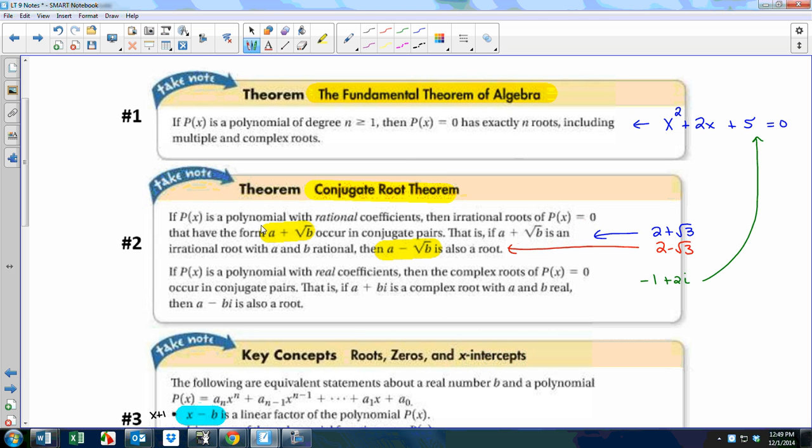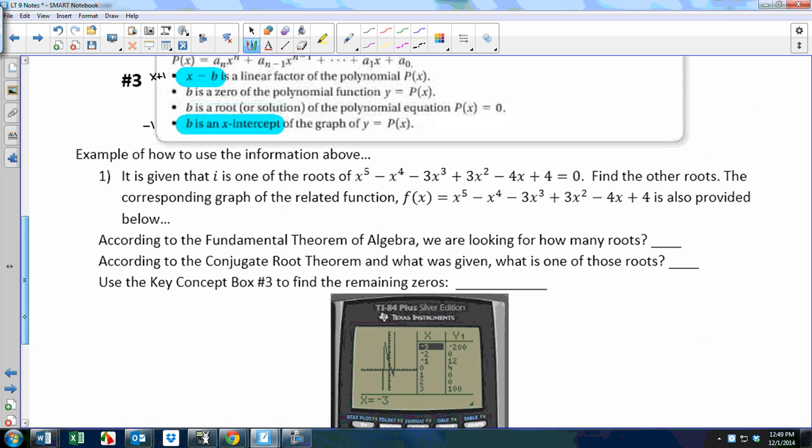You can assume that if -1 plus 2i is an answer, then -1 minus 2i is also an answer. They always come in pairs. The quadratic formula has that plus or minus in front of the square root. Okay, all right. Now let's put it all together.